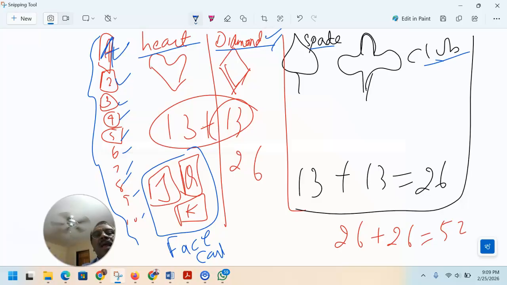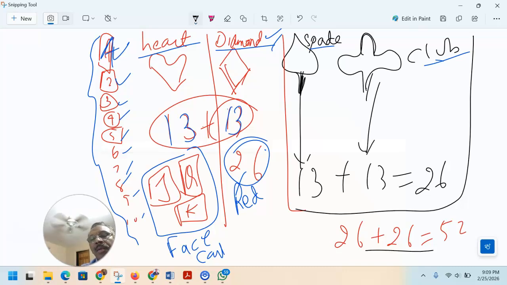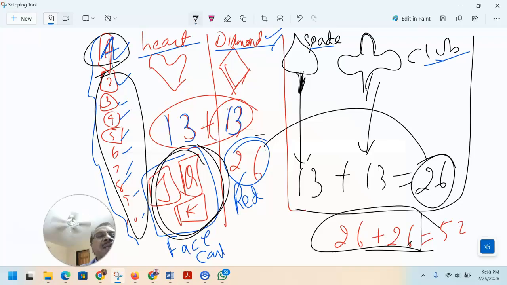So for the diamond, again you have 13 cards. 13 plus 13 means 26 red cards. You have to know this, okay? Then when you go to the clubs, the black ones, this is a spade. These are 13, these also are 13, and they add up to 26. This 26 and this 26 together is 52. See? The main thing we're understanding is how many face cards. These are face cards, these are number cards. Ace is different, they will say ace card.